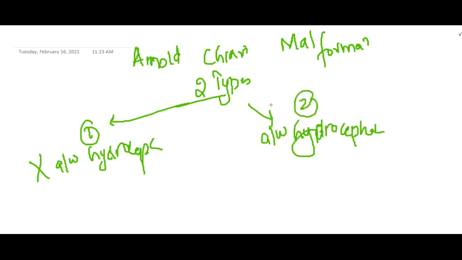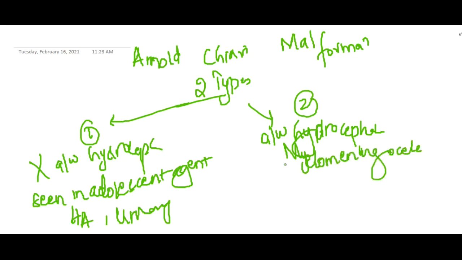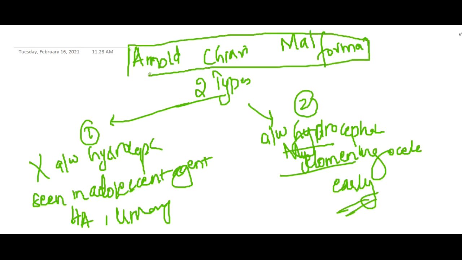If it is not associated with hydrocephalus, this is seen in adolescent age group and presents with headache and urinary problems. Whereas the second type is associated with hydrocephalus and also myelomeningocele. Because of its complex conditions, it presents early, that is in childhood itself. So these are the two types of Arnold-Chiari malformations.